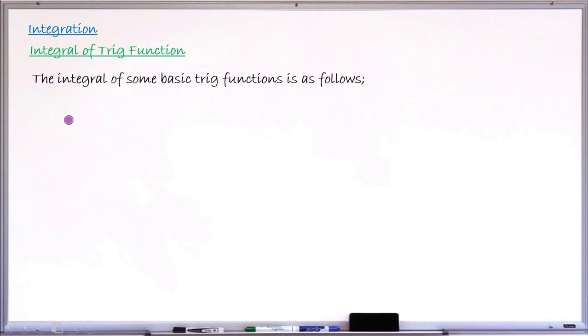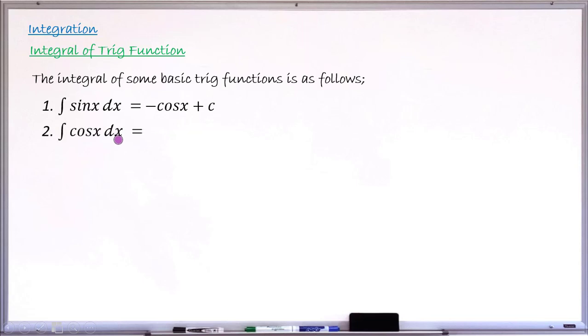Now to begin the lesson, my dear student, let's have a look at some of the integrals of basic trig functions. Number one, if you have sin x as a trig function and you want to find its integral, the integral of sin x with respect to x is nothing but minus cos x plus c.